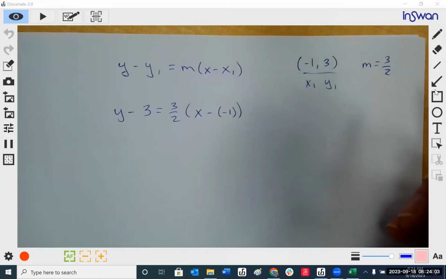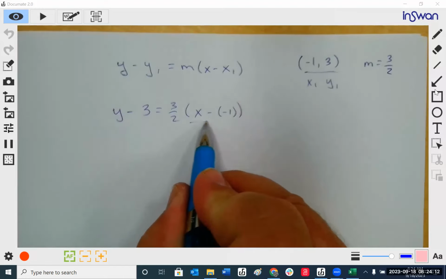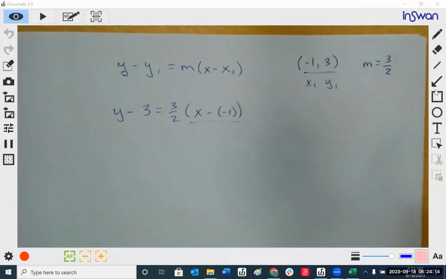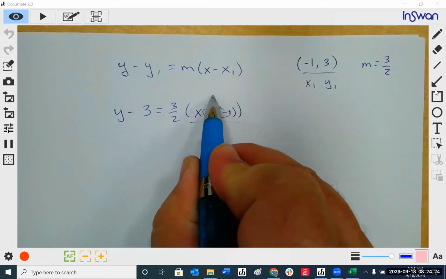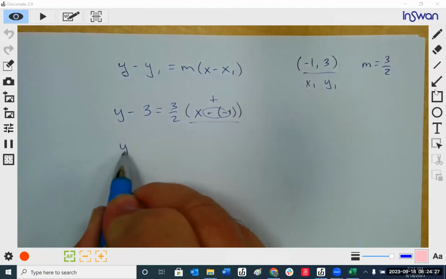Before we do anything else, what does order of operations tell us to do? Parentheses. Can we do anything inside the parentheses? Yeah, negative times negative is a what? You can only have one sign between two numbers. Negative times negative is a positive.